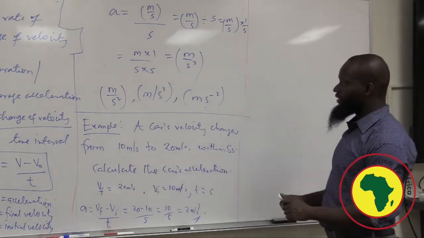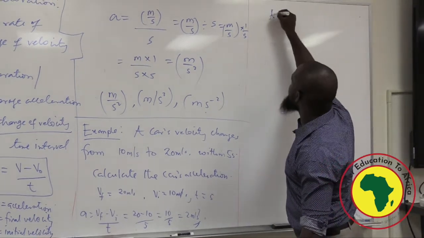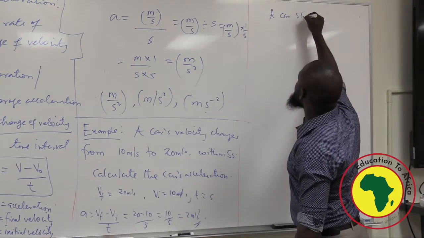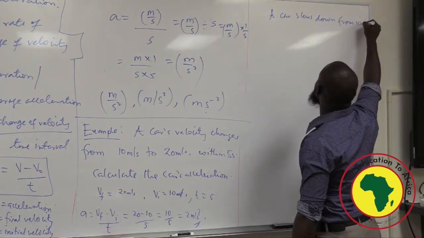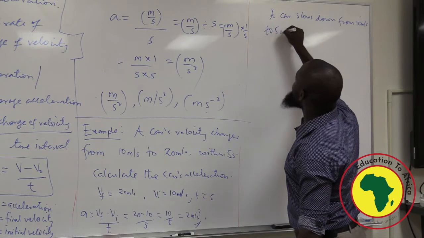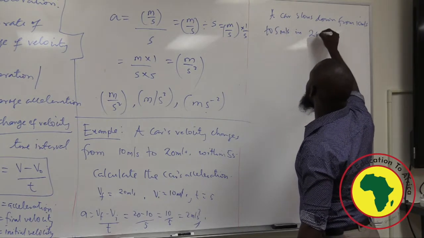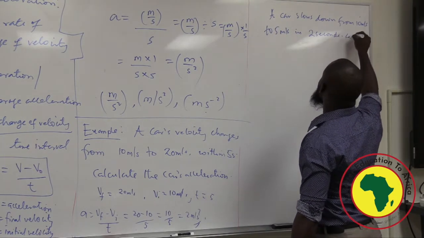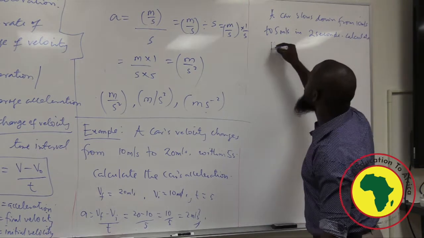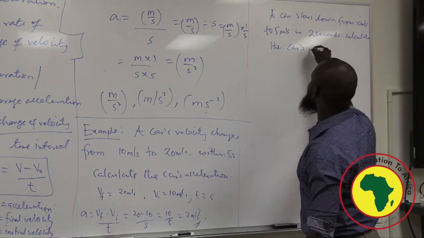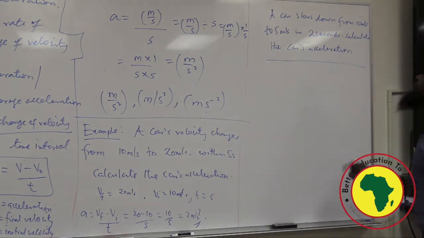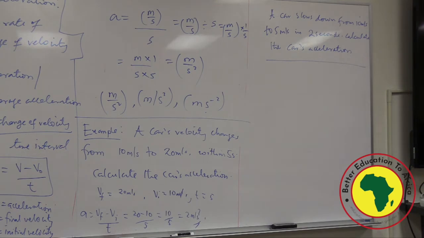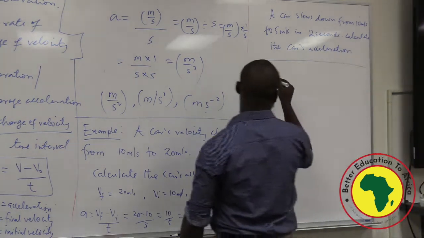The same problem: a car slows down from 10 meters per second to 5 meters per second in 2 seconds. Calculate the car's acceleration. So you have everything you need.